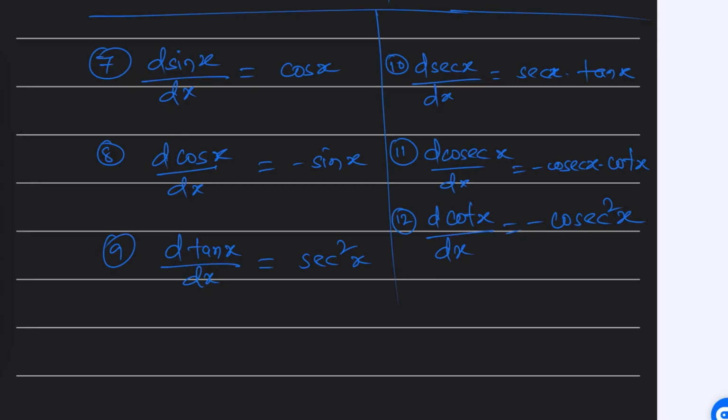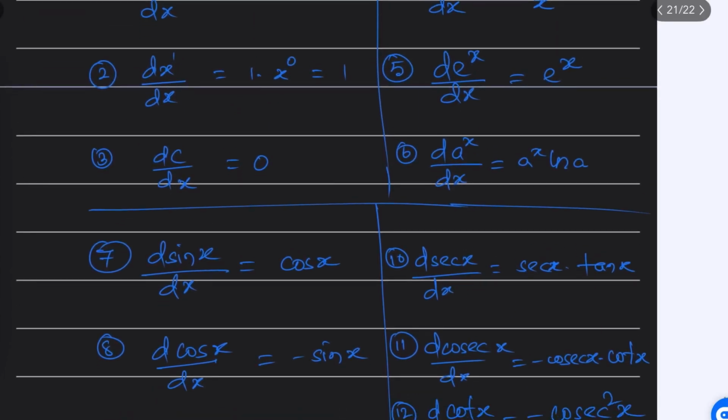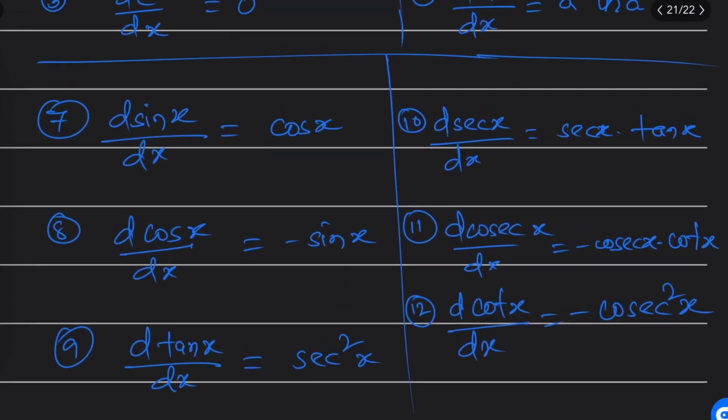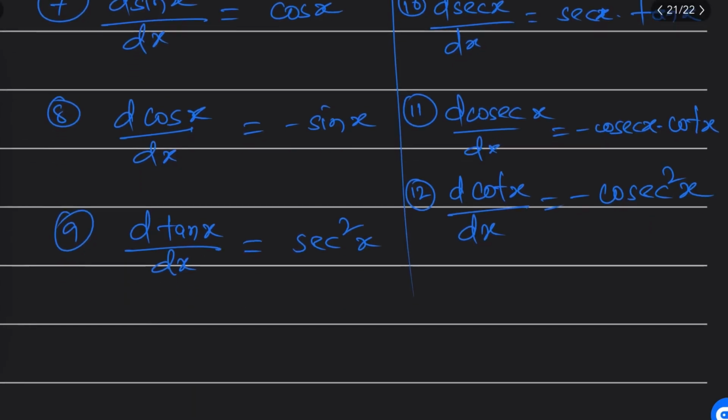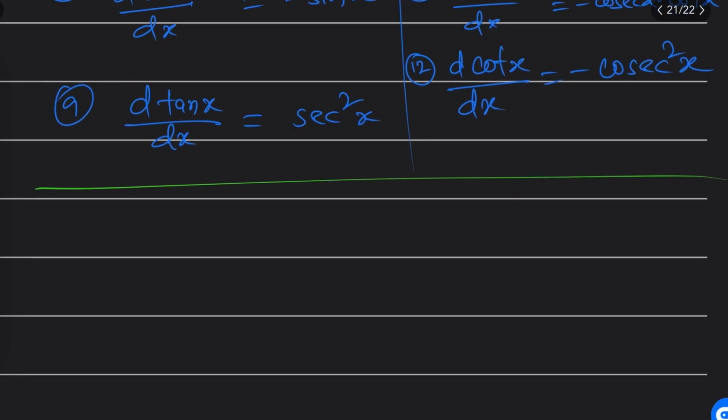Now, these are the differential formulas. You should keep these 12 formulas in mind, and they are going to be very helpful in your physics, because if you don't know these derivatives, physics is going to be a little difficult for you, since physics involves these functions many times. Next, we are going to discuss the rules of differentiation.